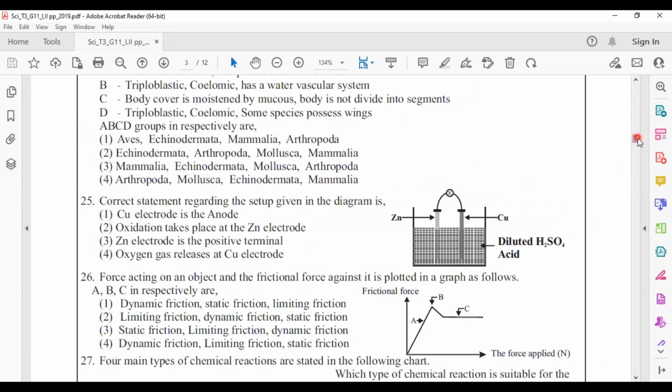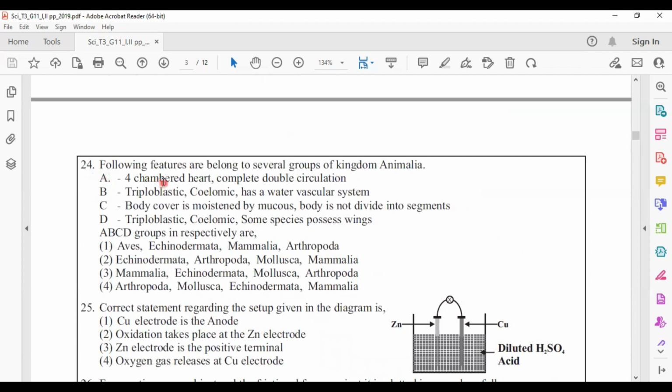Question number 24. Following features belong to several groups of animal kingdom Animalia. You have to find these groups respectively. A. 4 chambered heart and complete double circulation only for the mammalia. Then you can select answer 1, 3 from that one, but we will read the others. B. Triploblastic, coelomic, and has a water vascular system for echinodermata. And body cover is moistened by mucus and body is not divided into segments. It is mollusca. Triploblastic, coelomic, some species possess wings. It is arthropoda. Answer number 3.